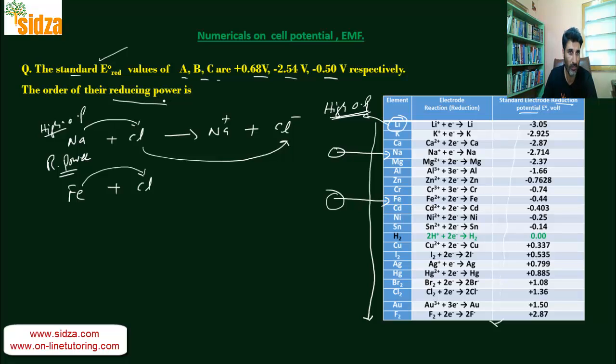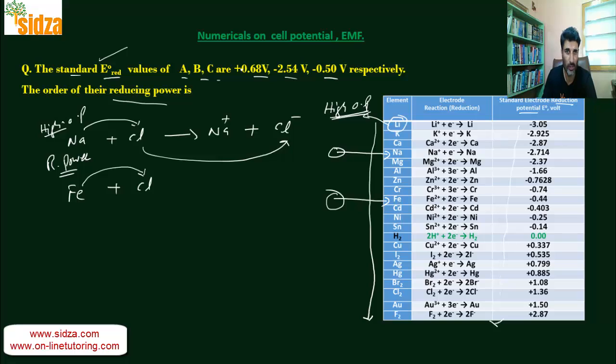So reducing power is actually related to the property of an element to lose electrons. When it releases the electron, the other substance will be reduced. So the reducing power of an element is related to the oxidation potential. Higher oxidation potential means a better reducing power. And as you can see, the standard reduction potentials increase here, so that means their oxidation potentials decrease, which means that the reducing power decreases.